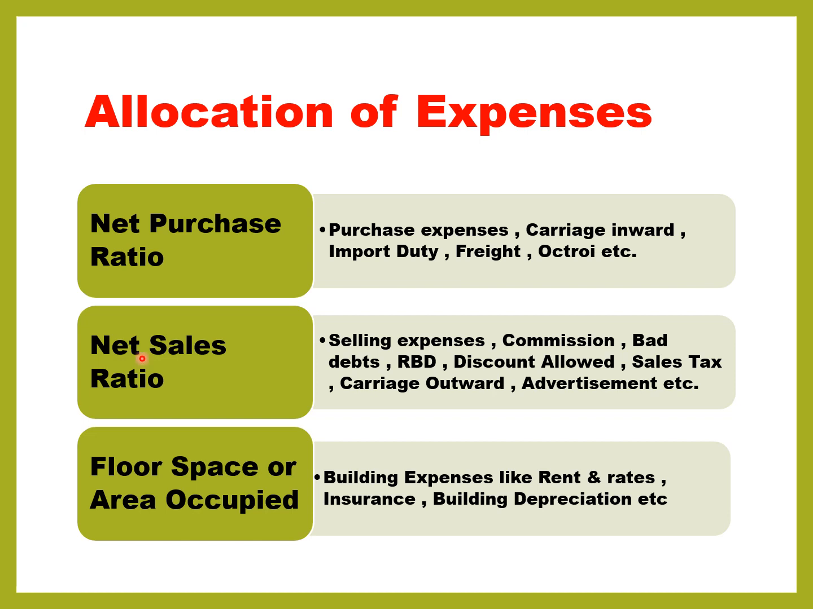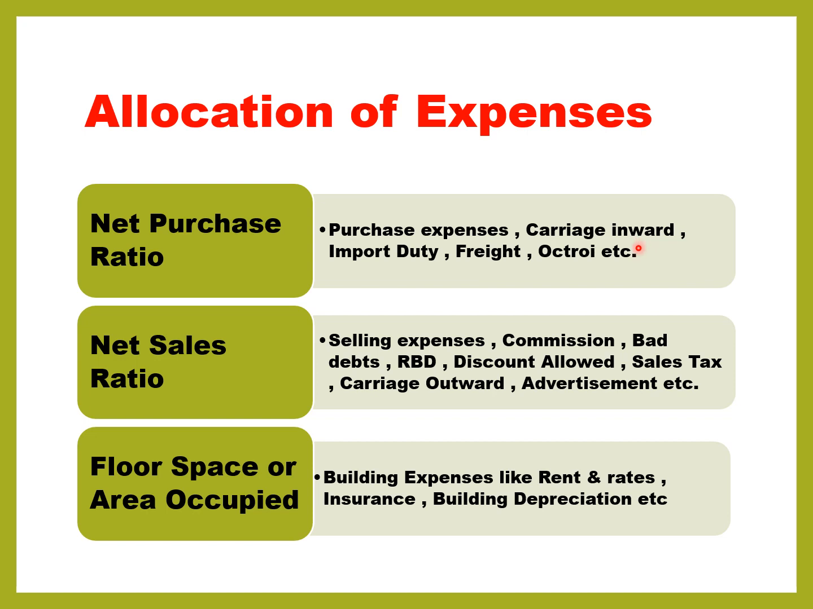So first, purchase expenses, purchase related expenses. That is, when you purchase raw material, you incur some expenses. So purchase expenses, carriage inward expenses, import duty, freight, octroi. So all these expenses are to be distributed in net purchase ratio. Import duty means tax paid on foreign purchase. What is carriage inward? Transport expense on goods purchased.